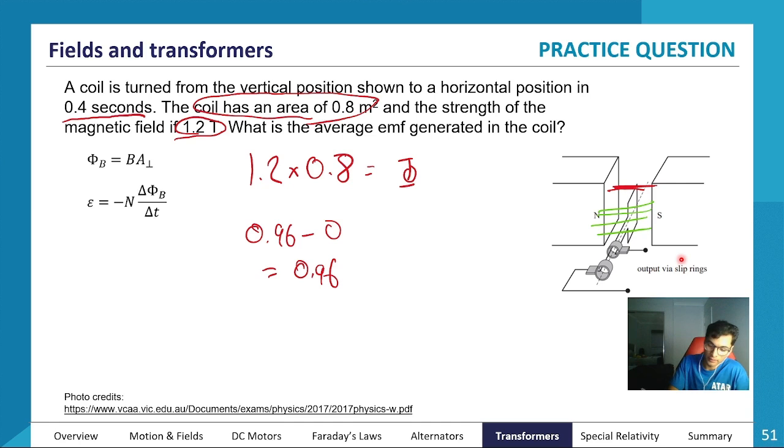It doesn't tell us how many turns or how many wires are being used. If it doesn't tell us, we assume it's 1. So the EMF would be equal to 1 multiplied by 0.96 divided by time.